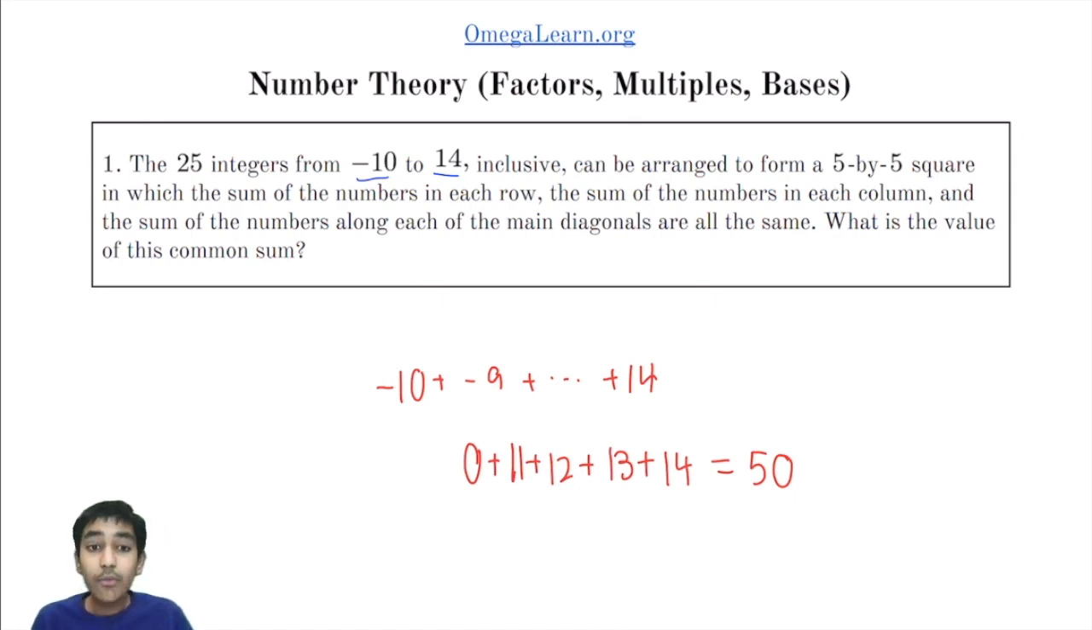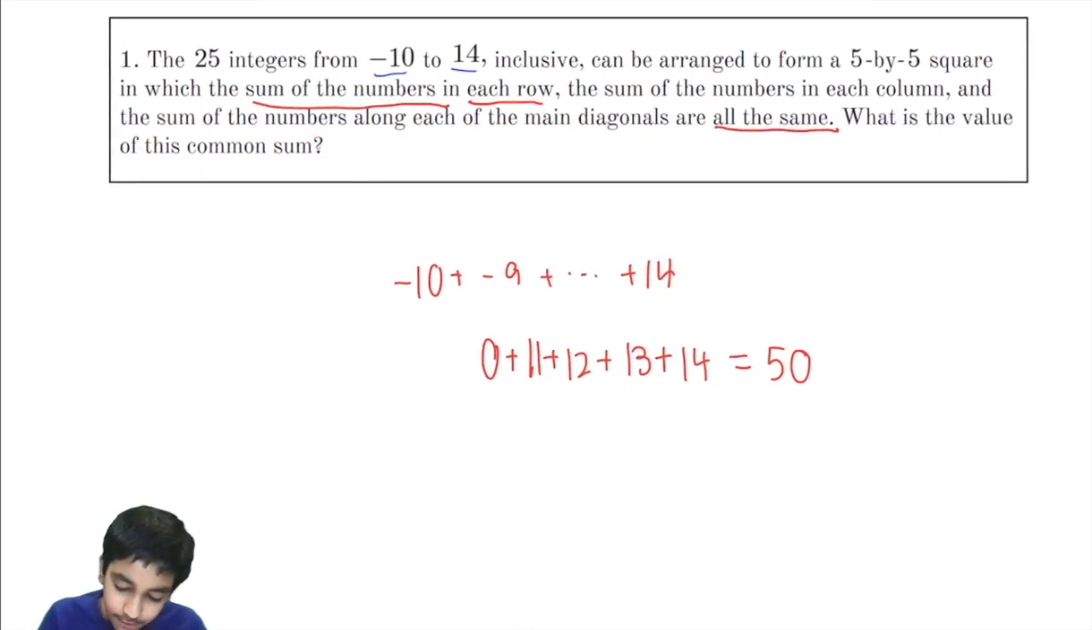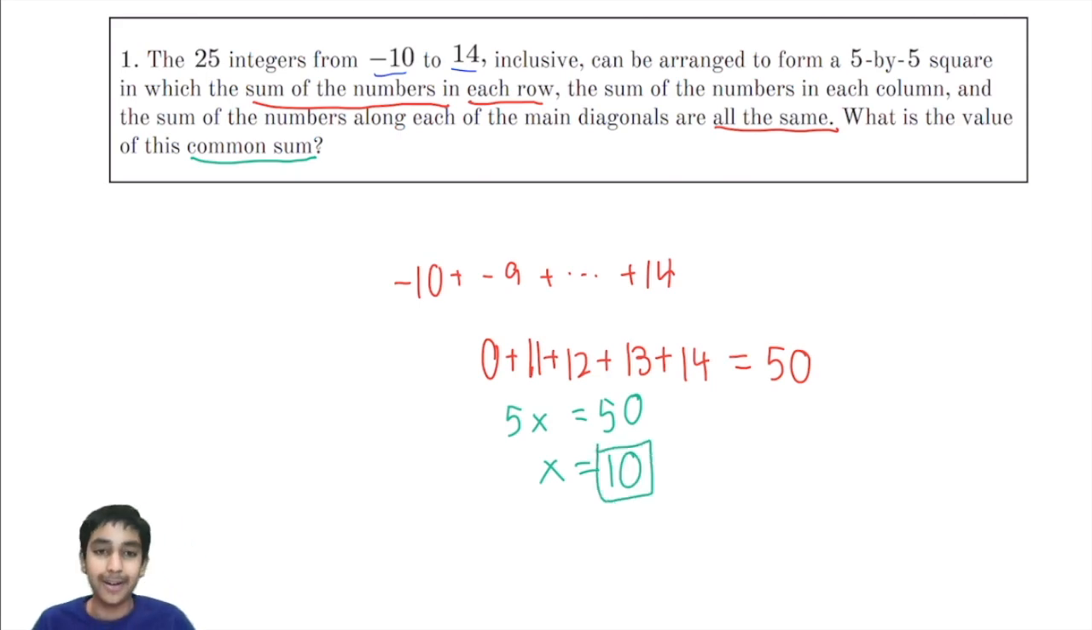Each row has to have the same sum. There are some other conditions, but we don't worry about those for now. So we have 5 rows, and let's say each of these 5 rows has a sum of x. That means 5x, the sum of all 5 rows, is going to be 50. So the common sum the problem asks for is just 50 divided by 5, which is 10. That's the answer for this problem.